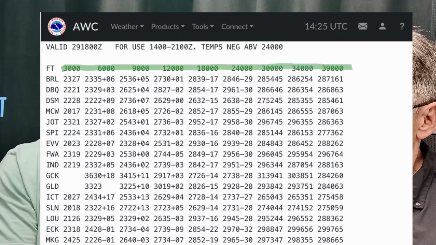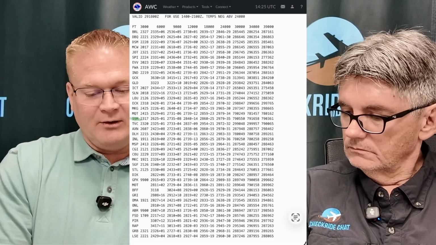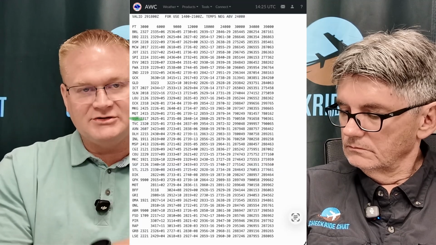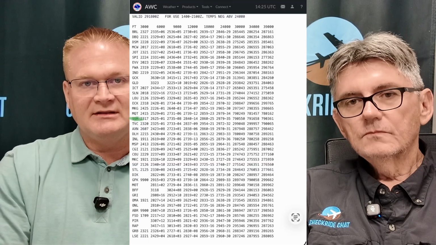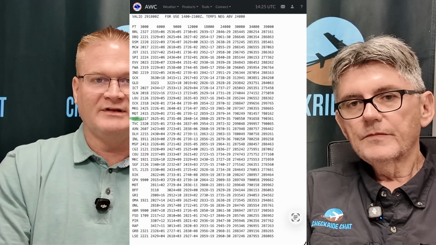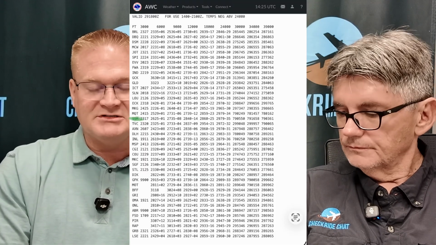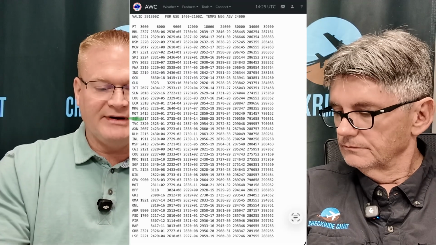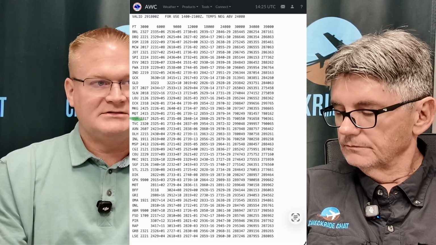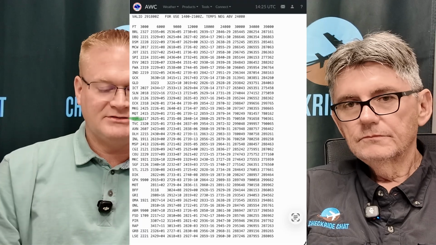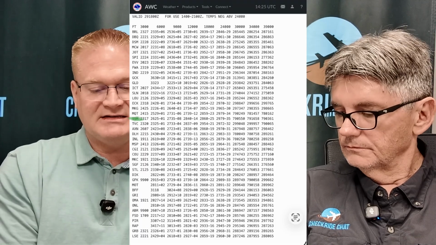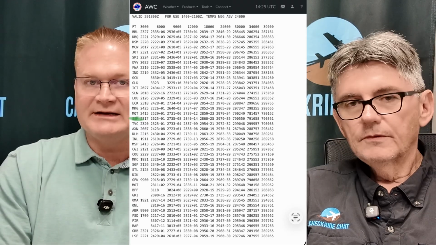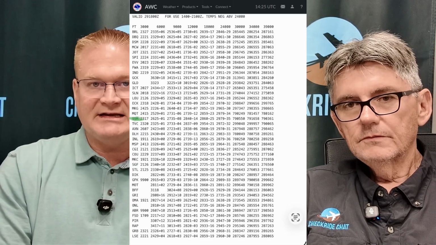We're looking at SSM. So that's how a winds and temps aloft chart works: the first two numbers are wind direction, the second two numbers are wind velocity, and the third two numbers, if there are a third two numbers, are your temperature. So at 3,000 feet there are no temps. It's two for the direction, two for the velocity. So at SSM at 3,000 feet, the wind is 230 at 17 knots.